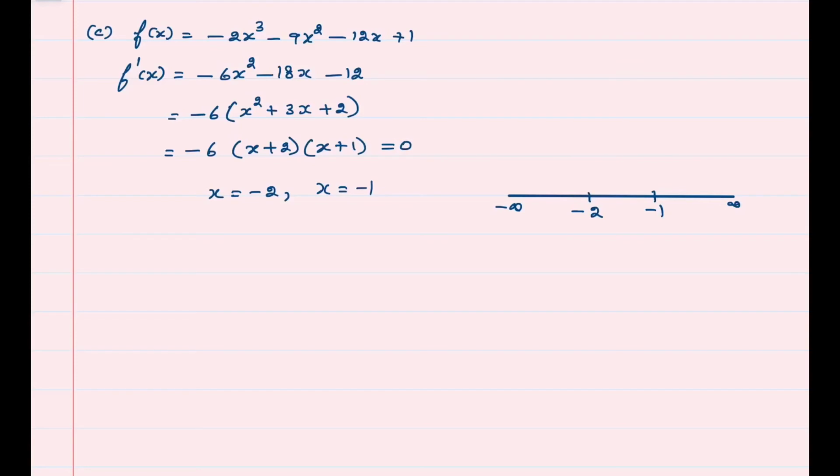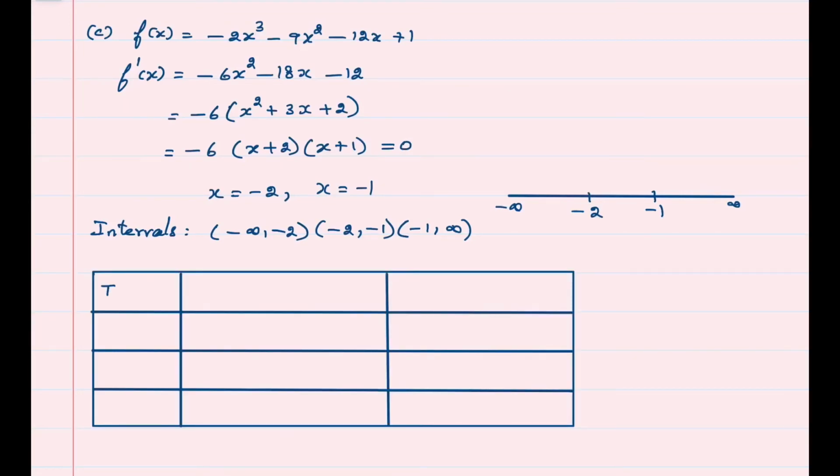Minus 2 should be written on the left side. This is a number line. Now we will write the subintervals. Minus infinity to minus 2, minus 2 to minus 1, minus 1 to infinity. Here also we have to find the intervals in which the function is strictly increasing or strictly decreasing. So we will write the open intervals at these critical points. Let us write the intervals. Minus infinity to minus 2, minus 2 to minus 1, minus 1 to infinity.